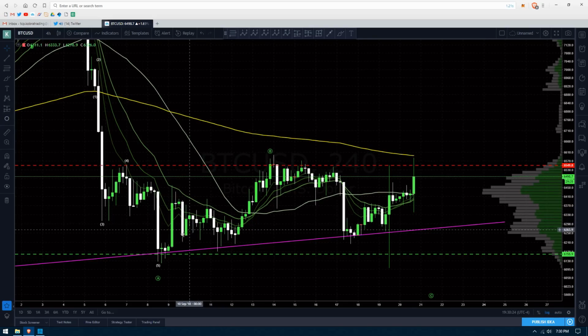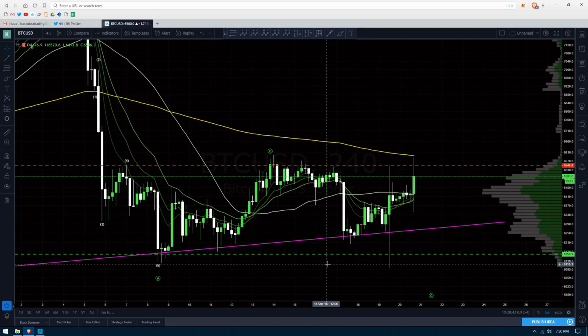We ended up getting another bear pennant here. We broke down out of that, and then finally we started our uptrend. We found support down here at the 6,200 level as usual. We came back up, and again we've just been range trading in this 6550 to 6150 range for weeks now, and we're trying to get out of it really desperately.